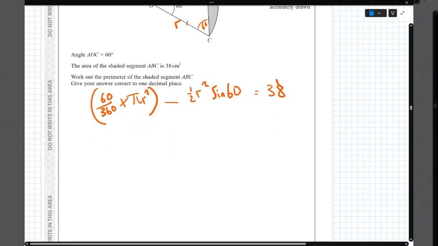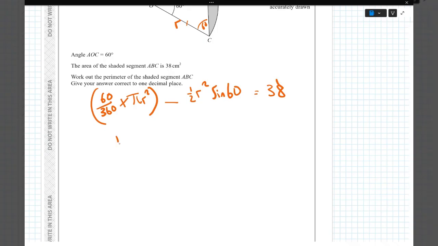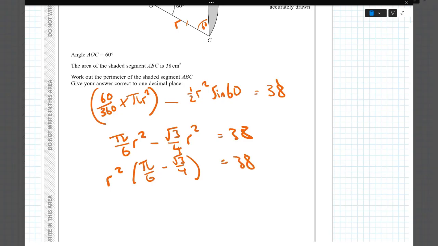Okay, so 1/6 or pi over 6 r squared. Take away, it's a sin 60. I want to know what sin 60 is. It is root 3 over 2, and then I'm going to multiply it by a half. So that's going to be take away root 3 over 4 r squared, which equals 38. Now my r squared, I'm going to take a factor of that out, which will give me pi over 6, take away root 3 over 4, which equals 38.